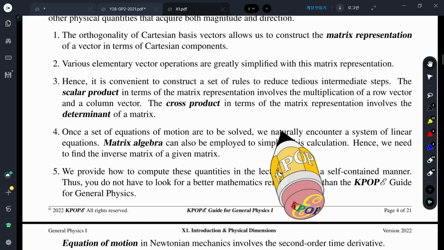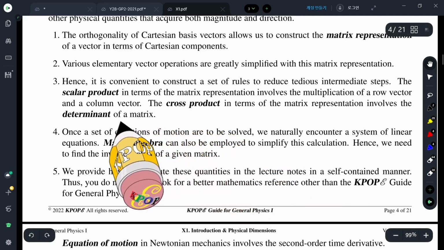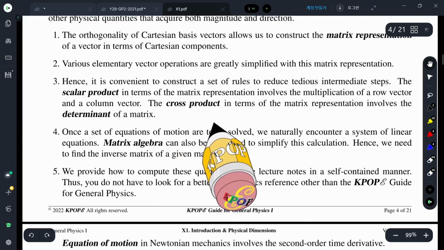In addition, the equation of motion of Newton's three laws of motion is composed of a set of linear differential equations. So it is natural that you have to solve a system of linear equations. To solve the linear equations, you have to find the inverse matrix to find the solution. To find the inverse matrix, you have to be able to find the determinant, and the determinant is closely related to the cross product. All of these tools will be developed during this course.